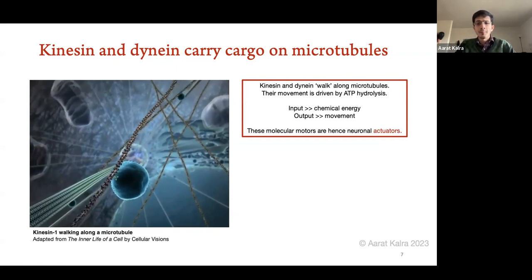Kinesins are driven by ATP hydrolysis. They function as intracellular actuators that use the chemical energy of ATP hydrolysis as input, and they output an actual mechanical movement. So they output the walking action.